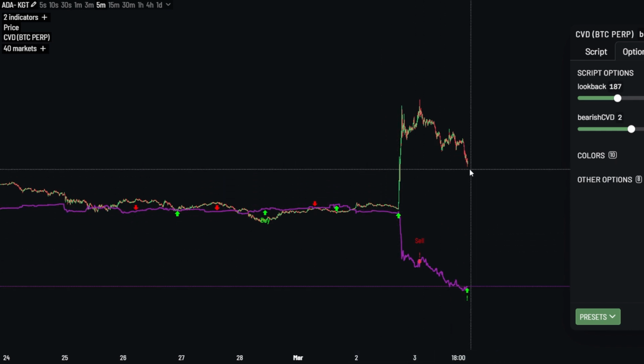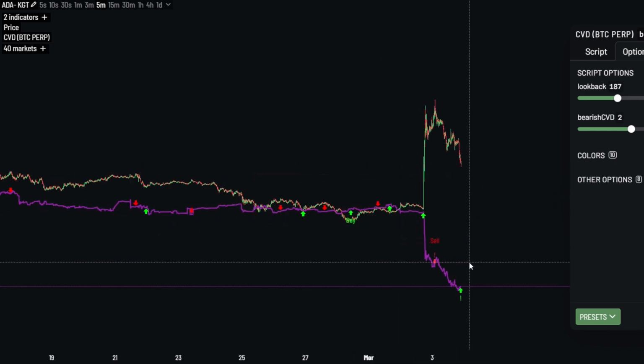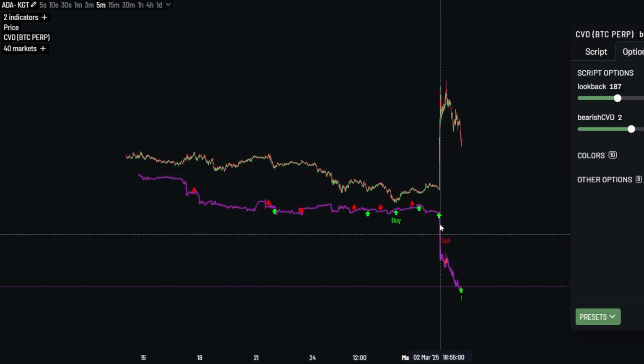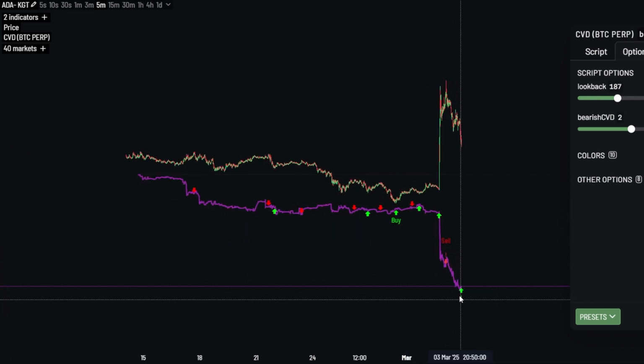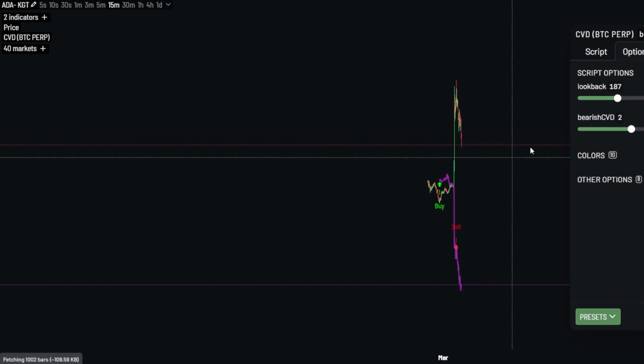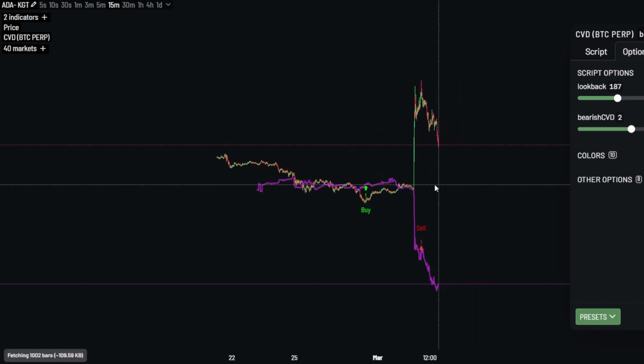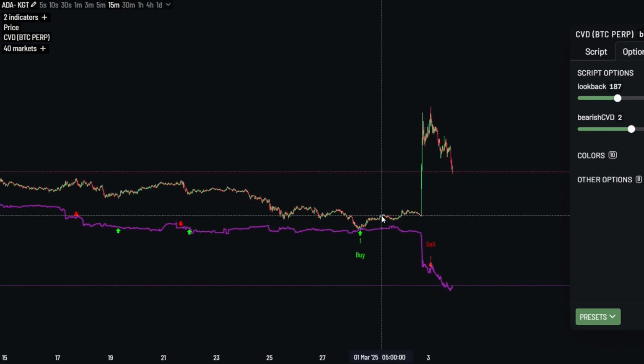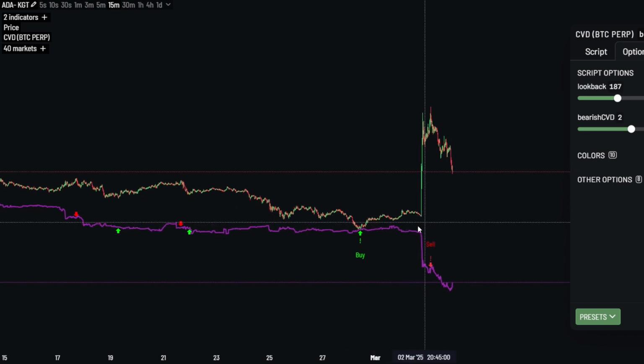Well, I don't trust it yet, because this move towards the downside is massive. It's very, very massive. We have to be careful with it. I prefer to stay out. I always prefer to stay out.